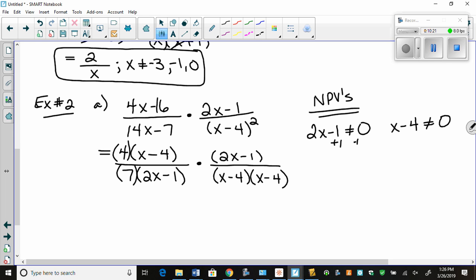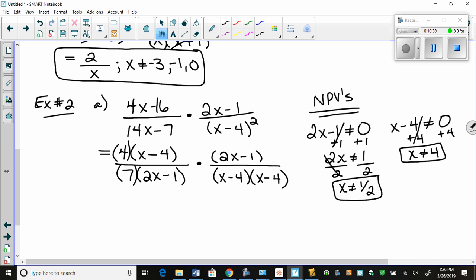Add 1. 2x cannot equal 1. Divide by 2. X cannot equal a half. Add 4. X cannot equal 4. And I can put them together if I want. X cannot equal half and 4.